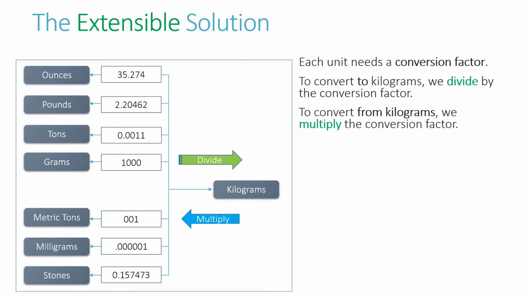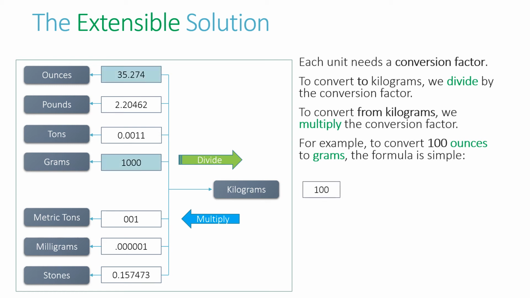So let's see how a conversion would work. Let's say you have 100 ounces and you want to know how many grams that weighs. Well, the formula is simple. You take 100, you divide it by the conversion factor for ounces, and you multiply it by the conversion factor for grams. It's that simple.